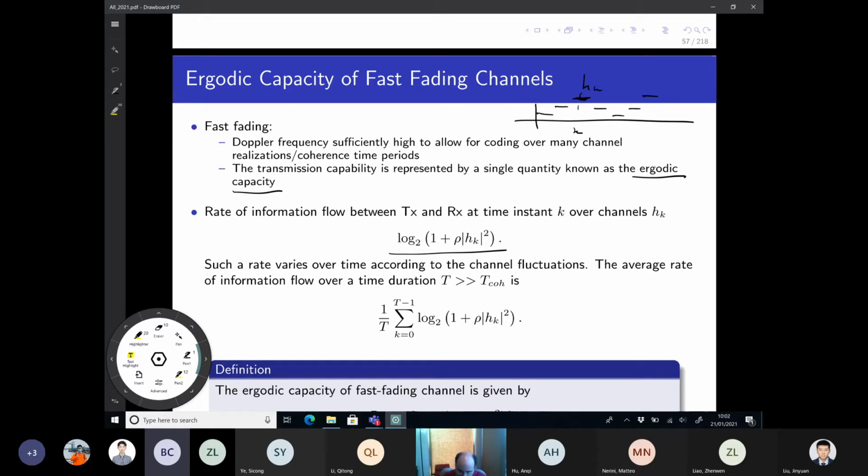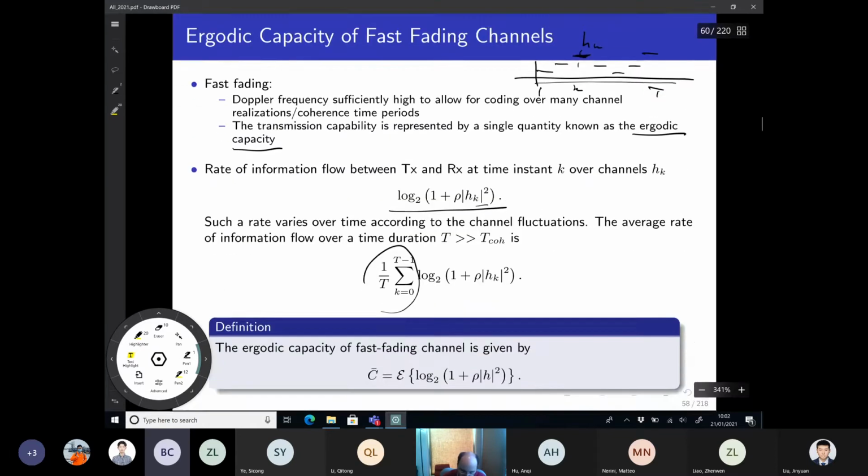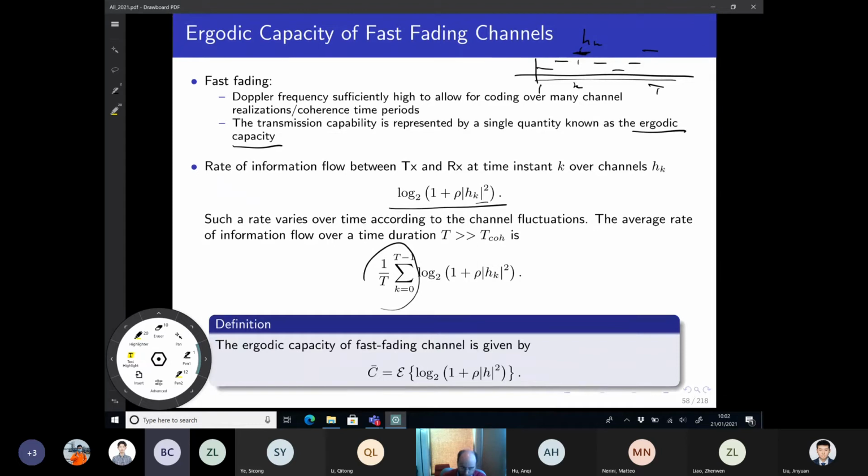So that means if I look at my average rate, where I average using a sample mean, I have T realizations of my channel HK. So I go from, let's say, 1 to T here. The average rate of information flow over those K realizations of the channel will be given by simply a sample mean of this quantity. And so in the limit where T grows large, you can view h of k as simply a random variable, and you obtain an expectation of this quantity. Right? So this quantity is called the ergodic capacity of a fast fading channel.